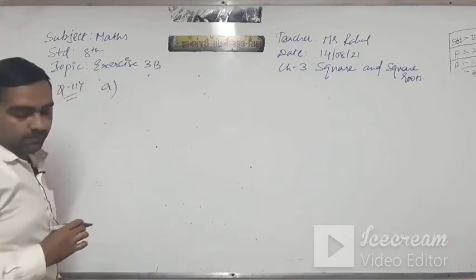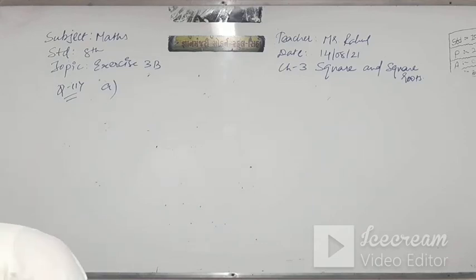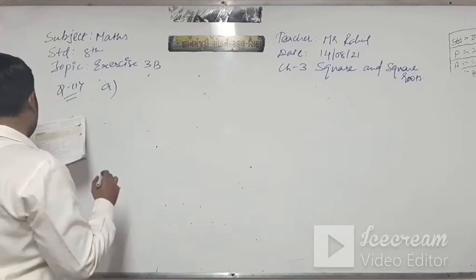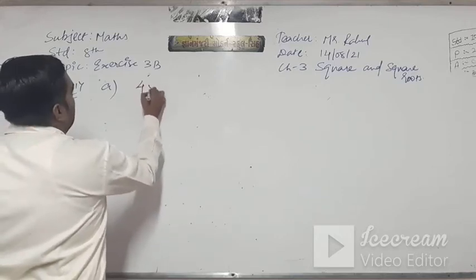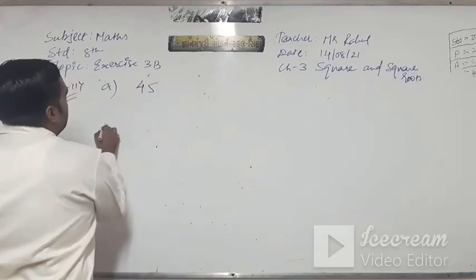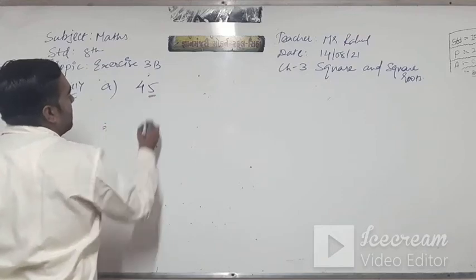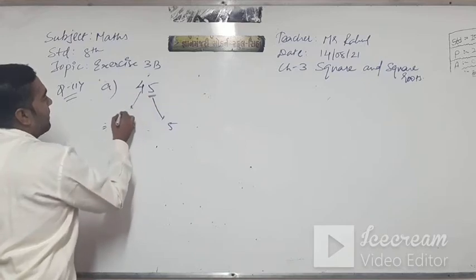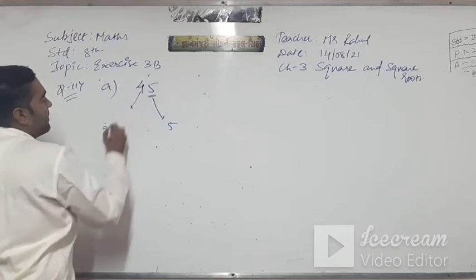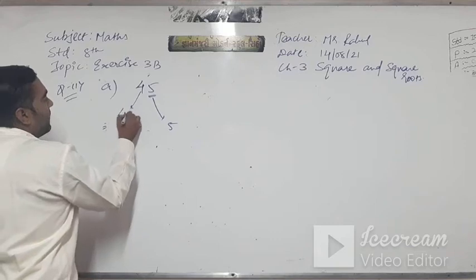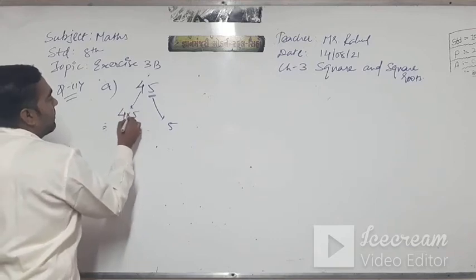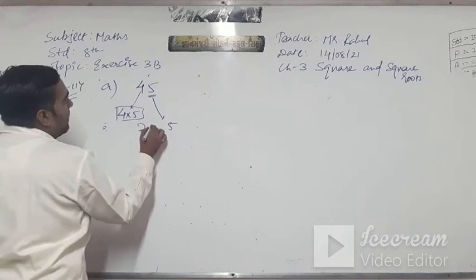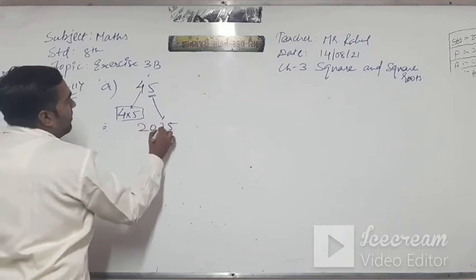First one is 45. We know that at the end of the number there is a 5, so we take 5 as it is. Now here 4 is given, so we multiply it by the next consecutive number after 4. After 4 the next consecutive number is 5. So 4 fives are 20.